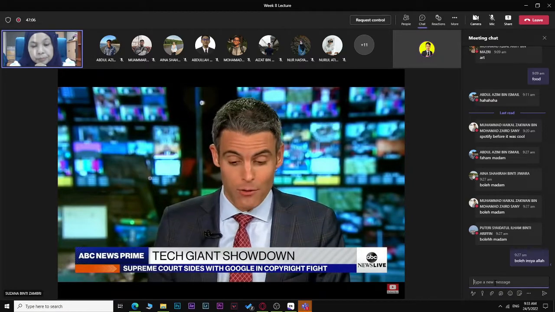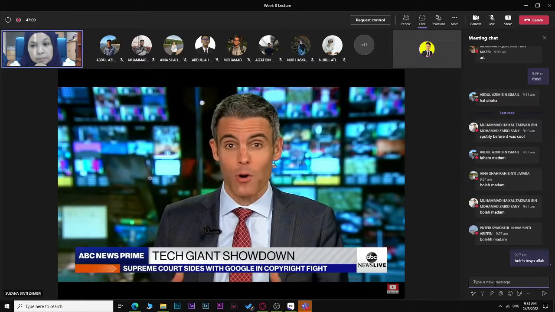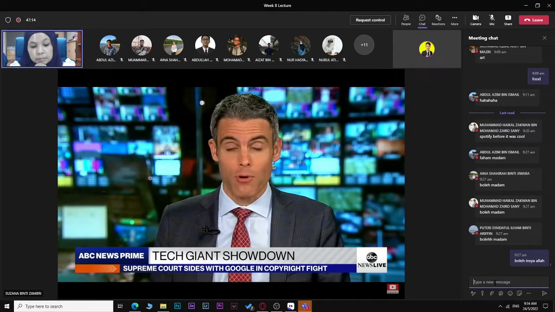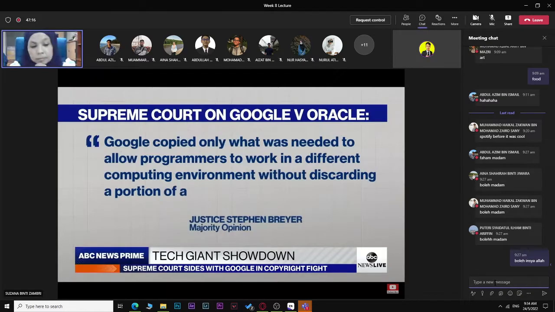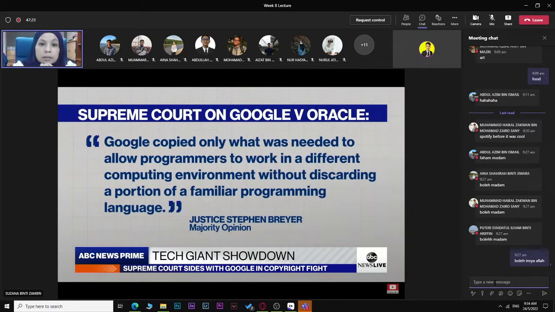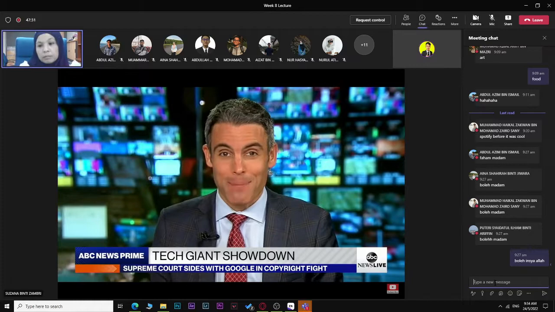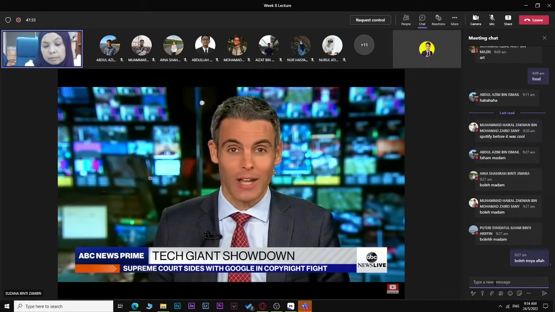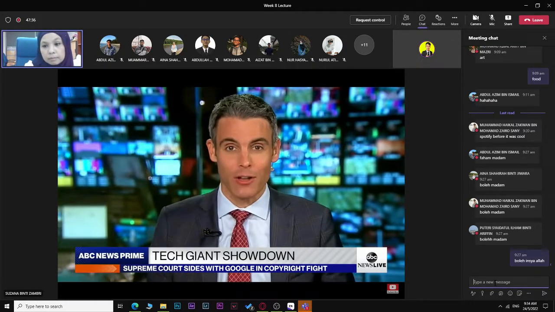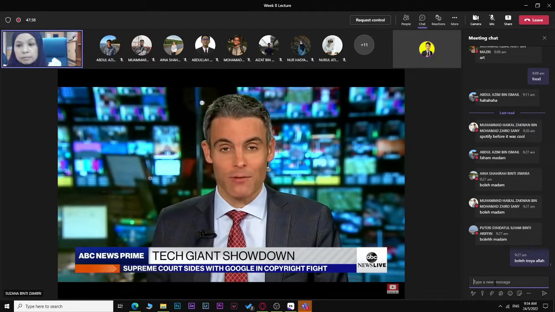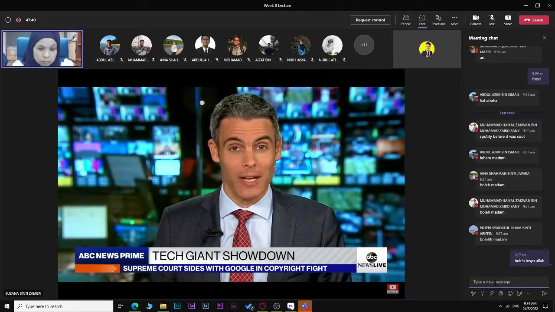Justice Breyer wrote for the majority, said Google essentially transformed that code into a new product. Take a look. Here's what he wrote. He said Google copied only what was needed to allow programmers to work in a different computer environment without discarding a portion of familiar programming language. In part, Breyer argued that Google would risk public harm if it was punished for copying that code, since so much of software development in general relies on these building blocks, using other people's code to advance that innovation. And today, the court handed a huge win to Google.